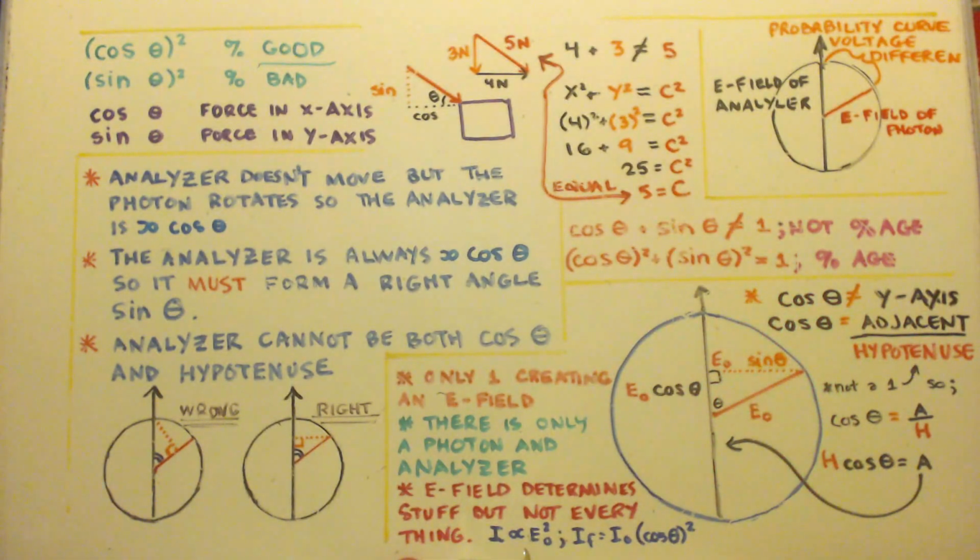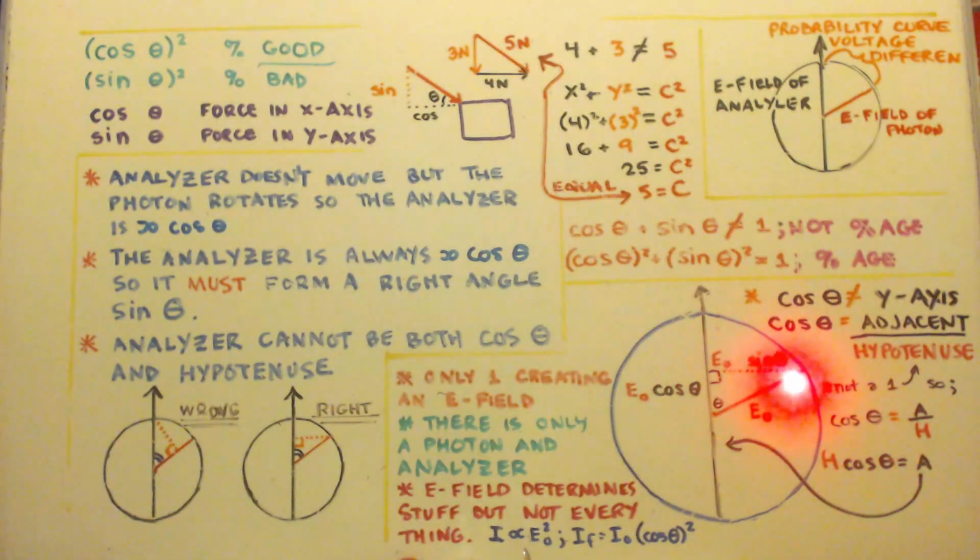Now, why did I label this over here? Because cosine theta does not equal the x or the y axis. Right here, it equals adjacent over hypotenuse. If we multiply both sides by hypotenuse, the h's cancel out and you're left with adjacent, and on the other side you have cosine times hypotenuse. That's why I made this the adjacent side.